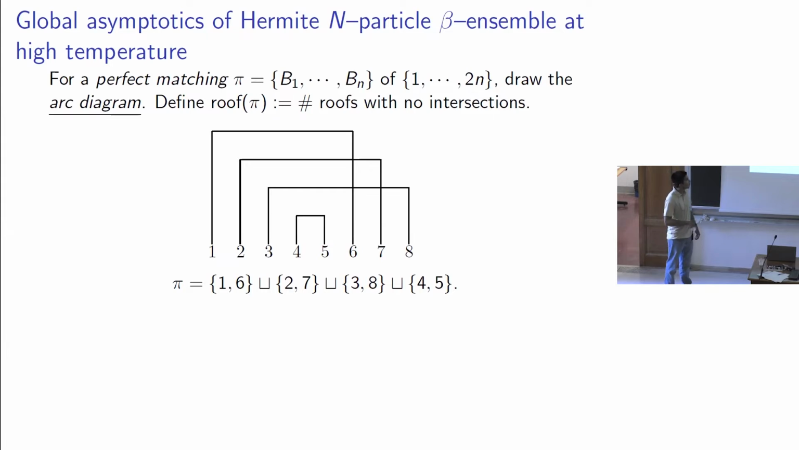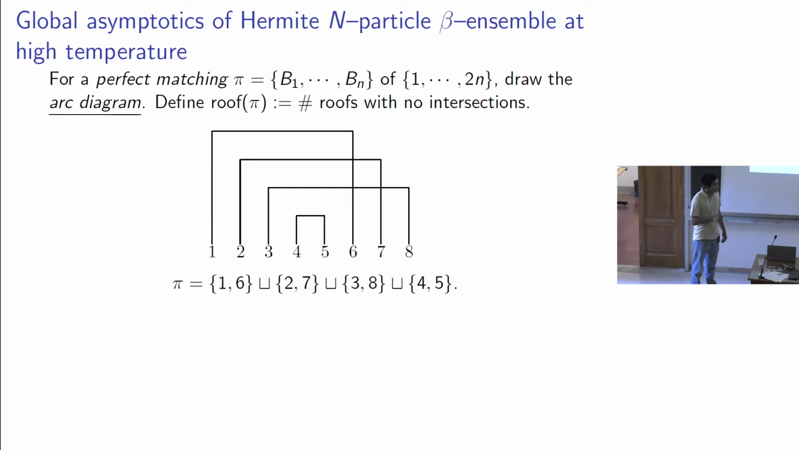Okay, so that's a perfect matching of a set with 8 elements. Then you do the following. To each perfect matching, I will define a statistic called the roof statistic. It will be the following. First you need to draw the arc diagram of the perfect matching, okay? So what is that?